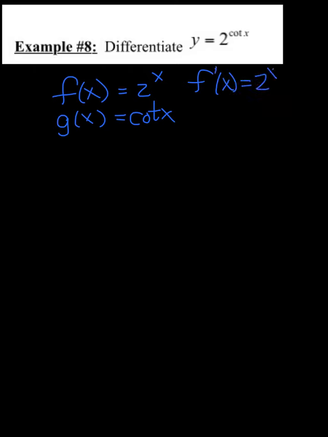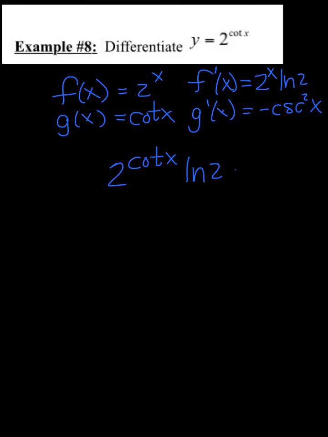So again, we want to make sure that we define our f and our g properly here, that our f of x is going to equal 2 to the x, and our g of x is going to equal the cotangent of x, which means that f prime is equal to 2 to the x ln 2, and g prime, we need the derivative of cotangent, which is negative cosecant squared, and we want to put them together into an f prime of g, so 2 to the cotan x ln 2 times g prime, which is negative cosecant squared x.